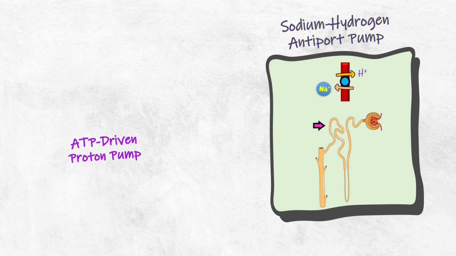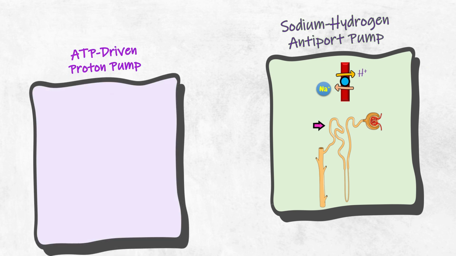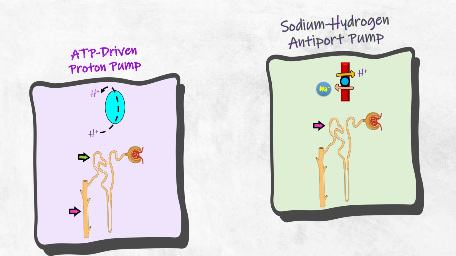Second is the ATP-driven proton pump. The ATP-driven proton pump occurs in the distal convoluted tubule and collecting duct. This is an additional pump for hydrogen ion secretion in distal convoluted tubule and collecting duct. This pump operates by energy from ATP. This was all about this section.